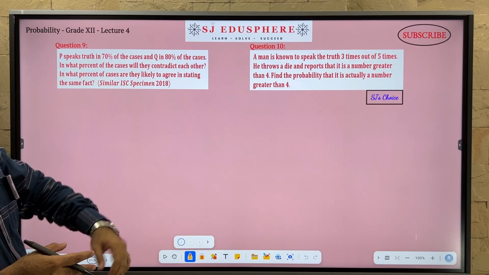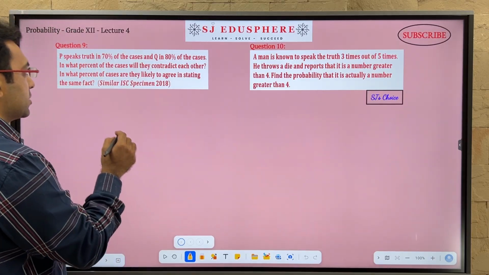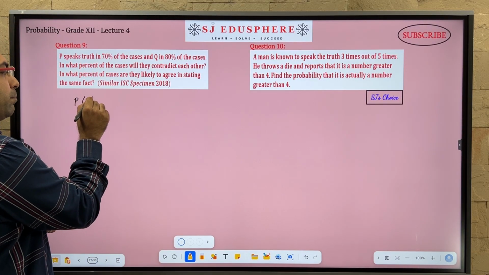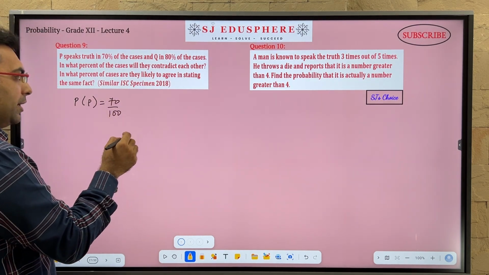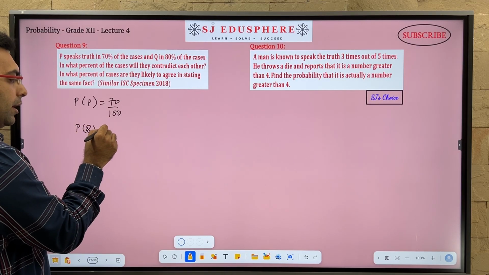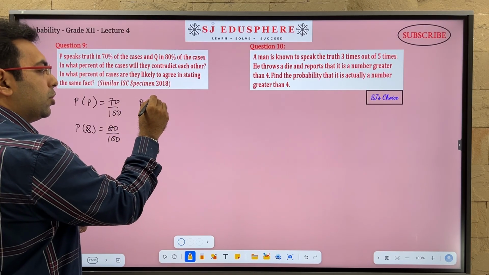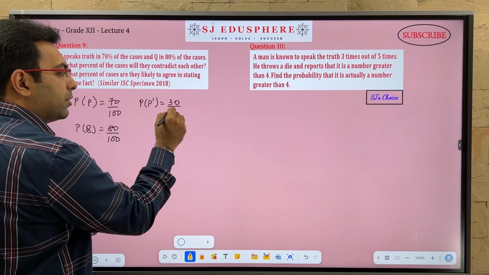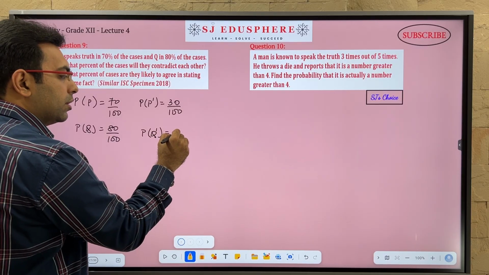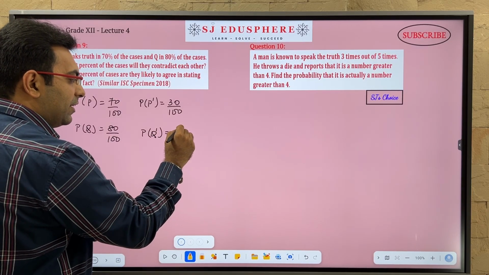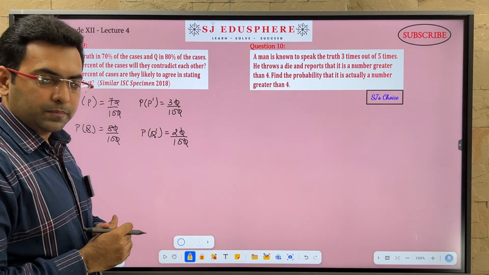In what percentage of cases are they likely to contradict each other? First, if I say the probability of P speaking the truth is 70% of the cases, and the probability of Q speaking the truth is 80% of the cases, that means P not speaking the truth is in 30% of the cases, and Q not speaking the truth is in 20% of the cases. Everywhere I'm cancelling the 10, keeping the denominator the same for ease of calculation.